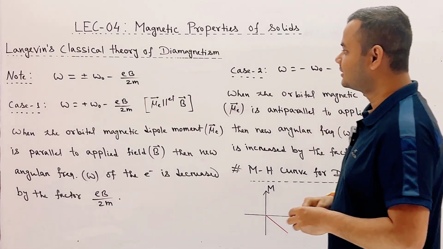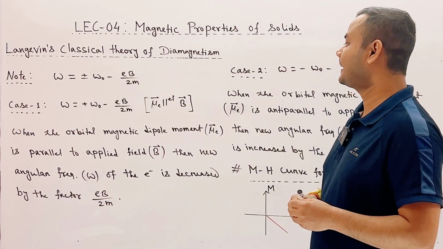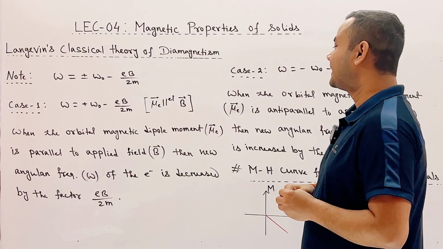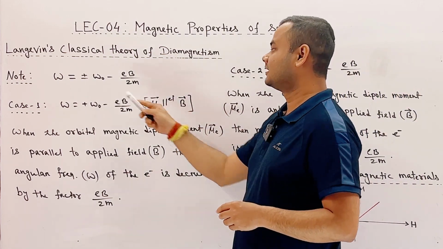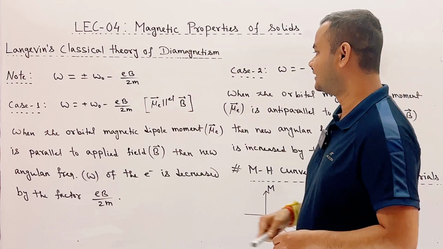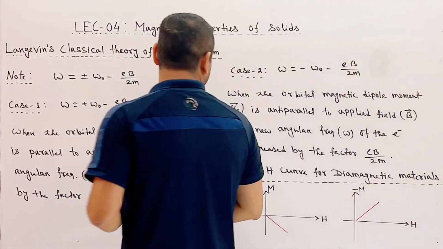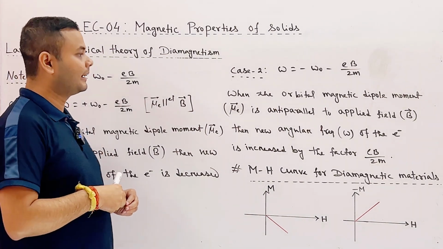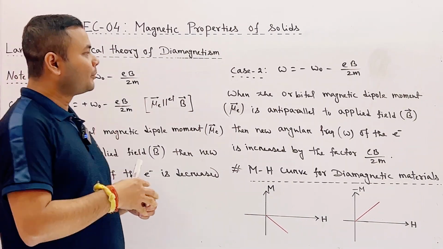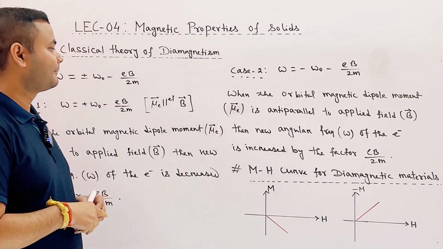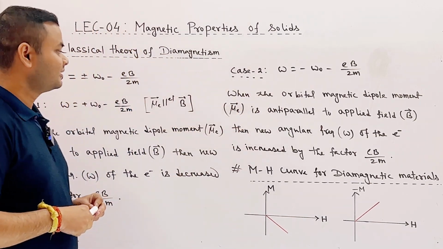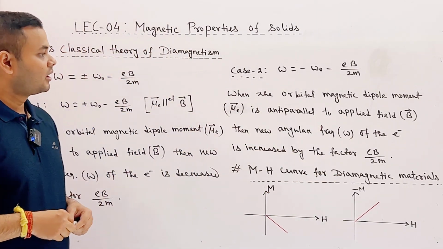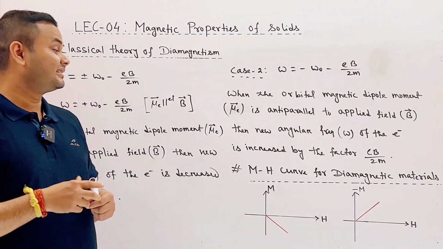Students, this positive sign indicates that orbital magnetic dipole moment is parallel to the applied field, and then the new angular frequency of the electron is decreased by the factor EB divided by twice m. Again, this negative sign indicates that orbital magnetic dipole moment is antiparallel to the applied field, and then the new angular frequency of the electron is increased by the factor EB divided by twice m, and this is known as the Larmor's theorem. I will explain this topic in detail when I teach you atomic physics topic.